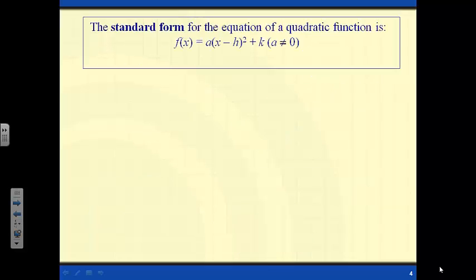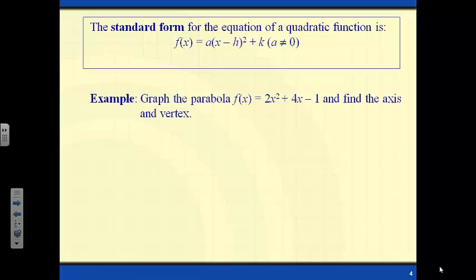The standard form for the equation of a quadratic function is given by this formula. Again, this is important. You should write this down. f of x equals a times the quantity (x minus h) squared plus k, and a cannot be 0 because if it is, then you have a straight line. You don't have a parabola.